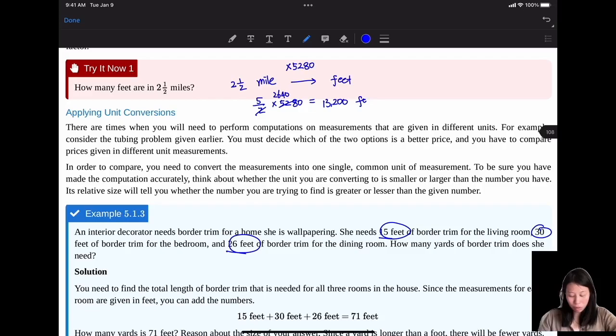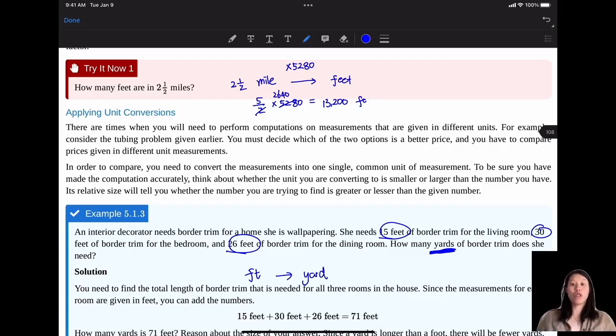And then 26 feet for the dining room. So how many yards of bottom trim does she need? Okay, so now be careful. Now they ask you what? How many yards does she need? But the bottom trim that they're given is in feet. So that means what? We need to convert the feet into yards.